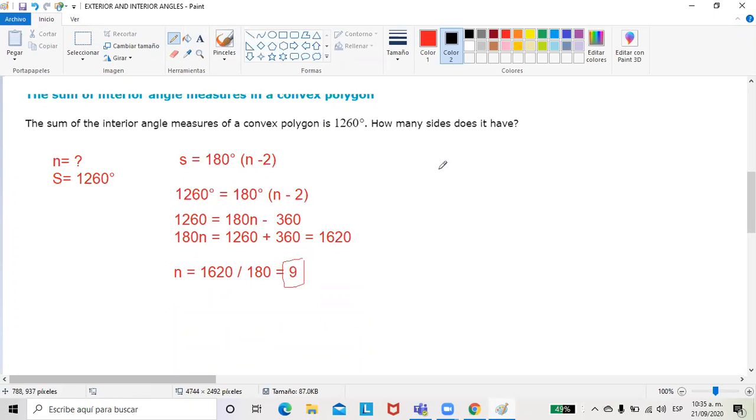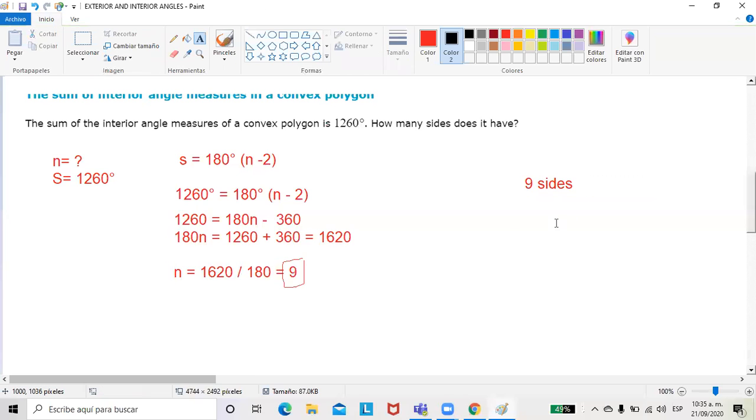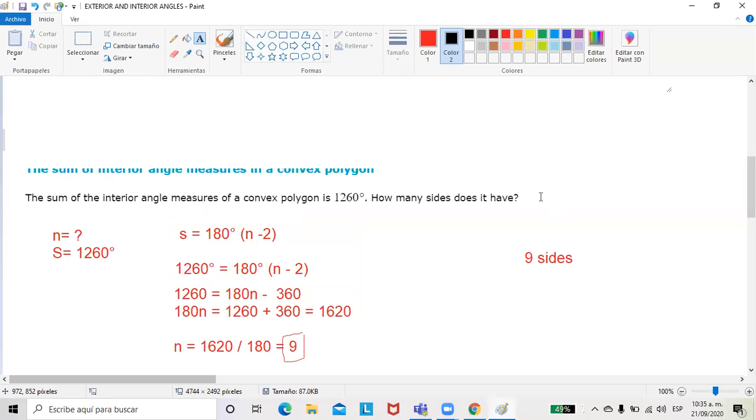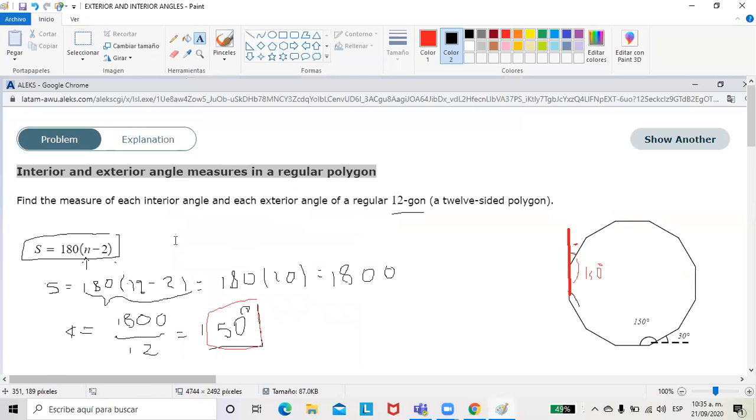How many sides does the polygon have? The polygon has 9 sides. That's the answer. 9 sides. Question? Teacher, when the polygon is irregular? It doesn't matter if the polygon is regular or irregular, you always use this equation.